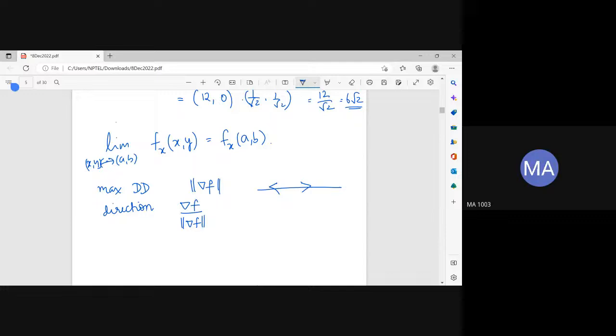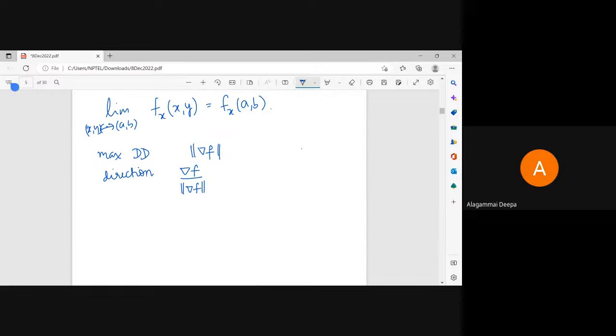Ma'am, can you please repeat this? So, you're trying to find the maximum directional derivative, D-u-f, the direction along which this value is maximum, right? Let's assume all functions are continuous. So you are actually calculating del f dot u, right? Yes, ma'am. So this is going to be a dot product.